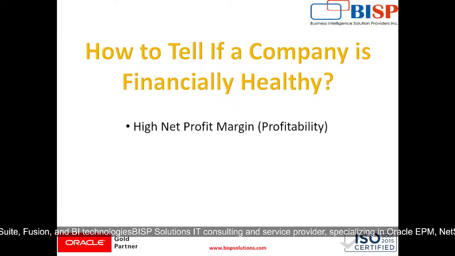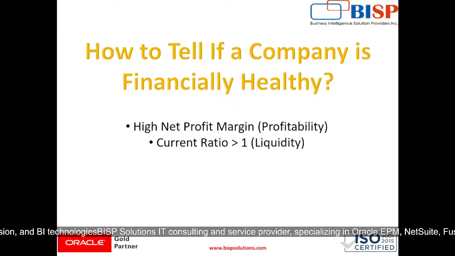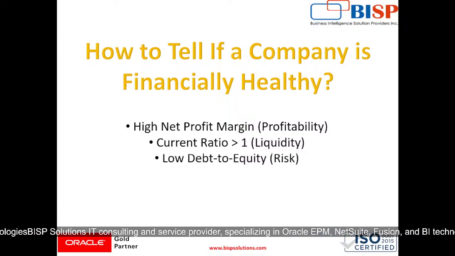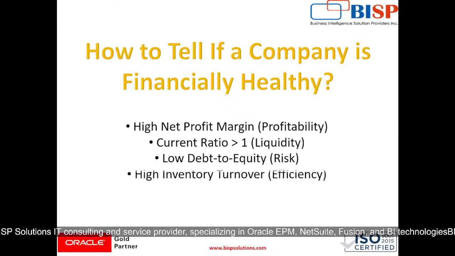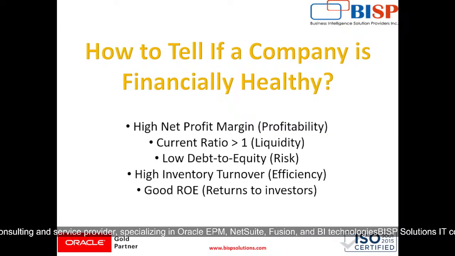So how to tell if a company is financially healthy? A high net profit margin shows profitability, a current ratio that is less than 1 shows liquidity, low debt to equity shows low risk, high inventory turnover shows efficiency, and good ROE shows returns to investors. It means if all these are balanced, the company is generally financially healthy, we can say that. So let's take some examples for the same.